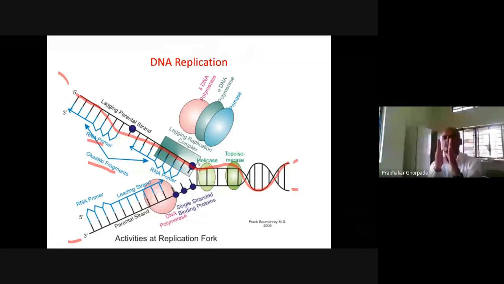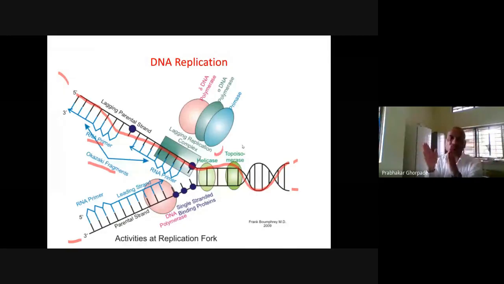So this DNA is double stranded, bonded with hydrogen bonds. Now we want to open it. If we want to open this double-stranded DNA, we need one enzyme: the helicase enzyme. The helicase enzyme will come and open the strands. That is the function of helicase, to strip open the two DNA strands.